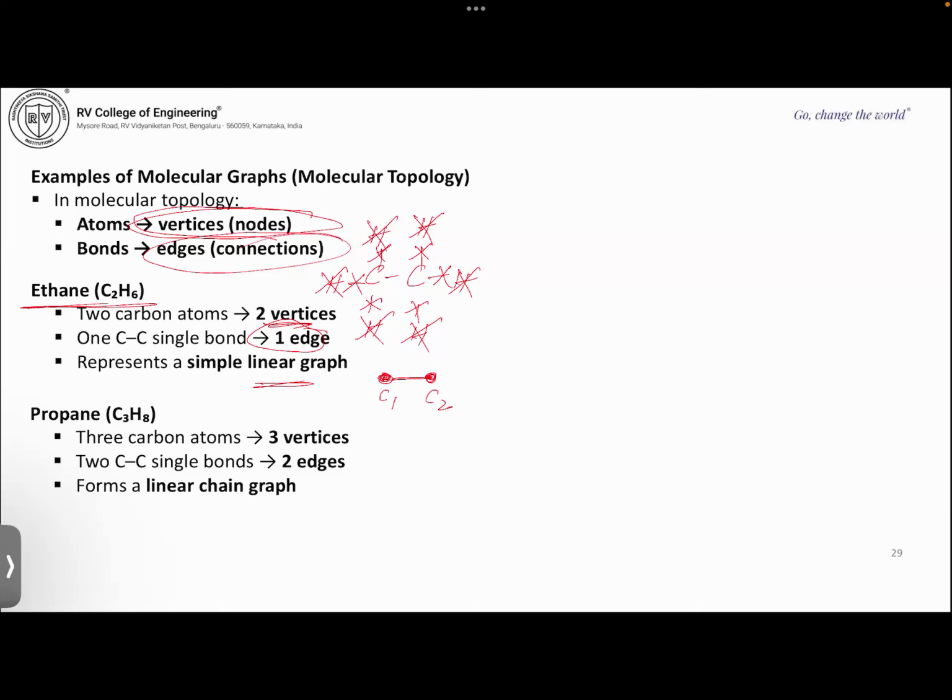Similarly, propane has three carbon atoms. Three carbon atoms means three vertices, also called three nodes. Then two CC single bonds, so it has two edges. This also forms a linear graph, like this. This is the linear graph of propane.